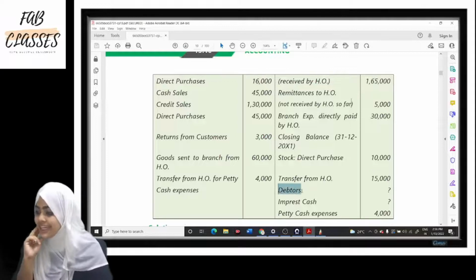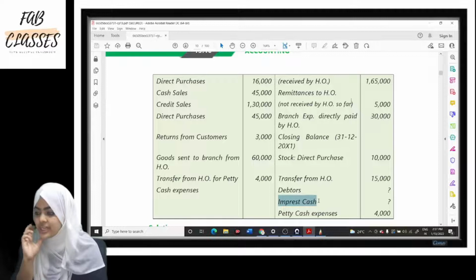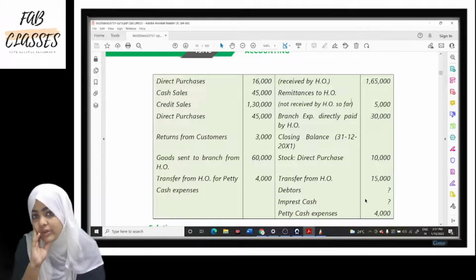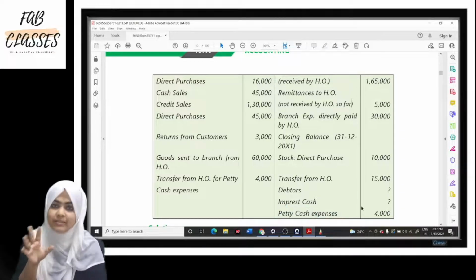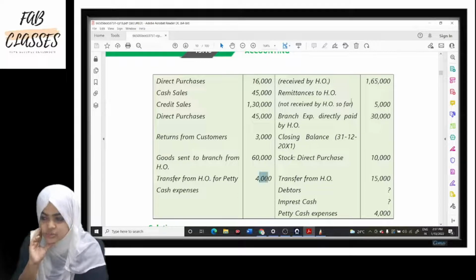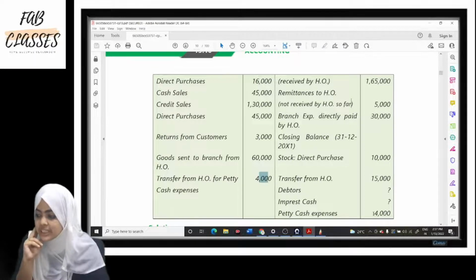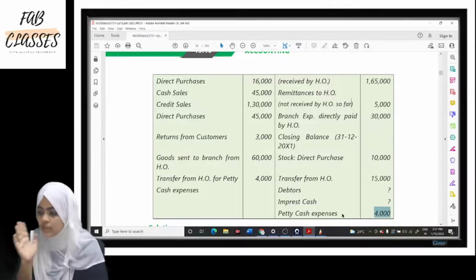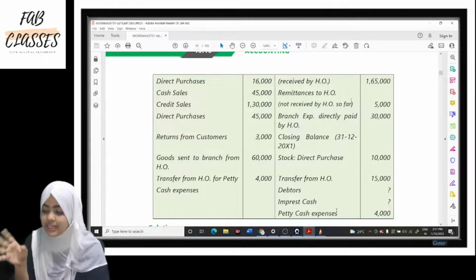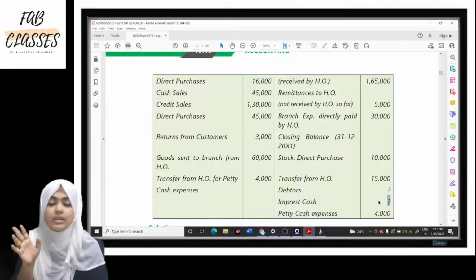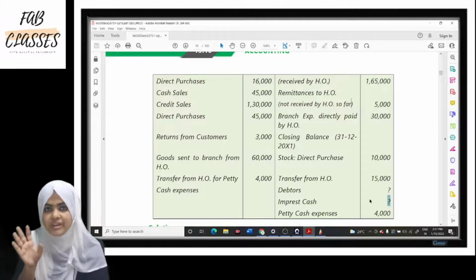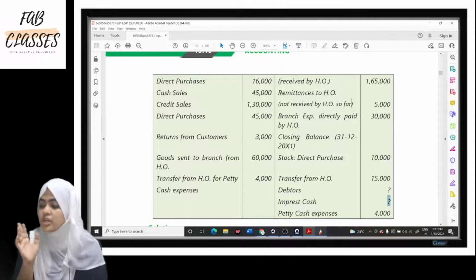And next, debtors, closing stock of debtors, it's not given. Imprest cash, that is the closing balance of petty cash, is also not given. So what we have to do, we have to find these, and the petty cash expenses 4,000 has been given. That is the branch, we have given this money 4,000, right? So out of that, the branch has incurred an expense of 4,000 rupees, which is also given. So here the debtors closing balance and petty cash closing balance are not given, and we have to find them out. So how will we find out?